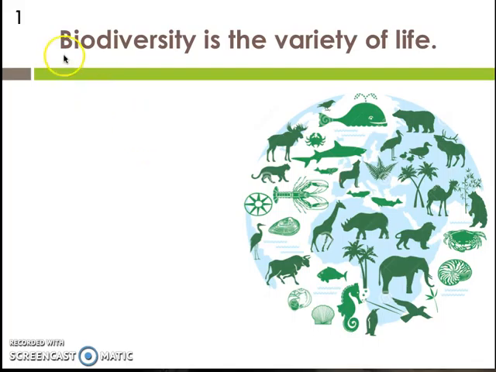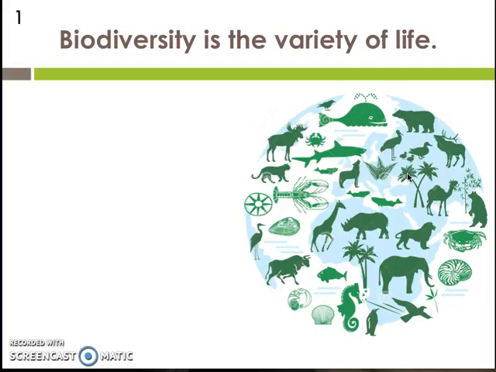life. So bio meaning life and diversity meaning variety. So variety of life, and basically what that means is there's a lot of different types of organisms on Earth. So if you're just looking at this picture, we have a lobster, we have a clam, we have a giraffe, a rhino, a palm tree. We have all of these different types of animals and organisms all on Earth.